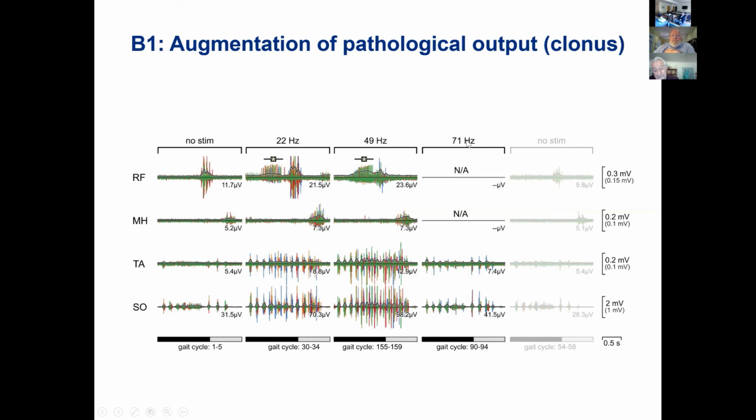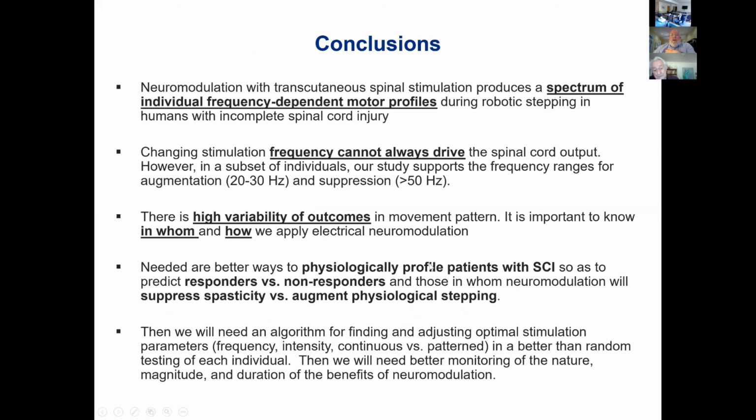And even when we get up to 70 hertz, we knock it back down a bit, but not better than baseline. And of course, when we get back to no stimulation, we're back to what things looked like before. So there's this huge spectrum of what can occur, and individuals are going to have different frequency dependent profiles.